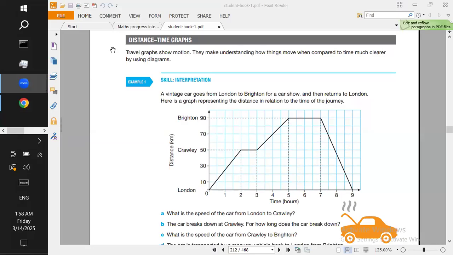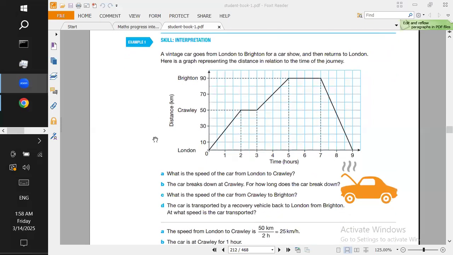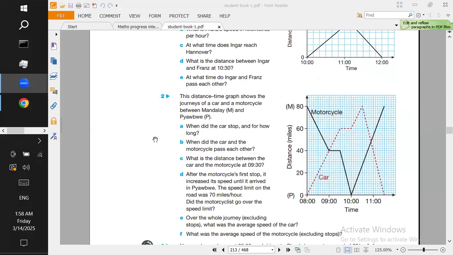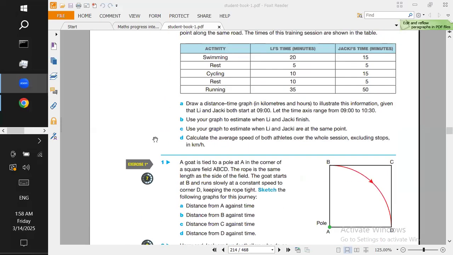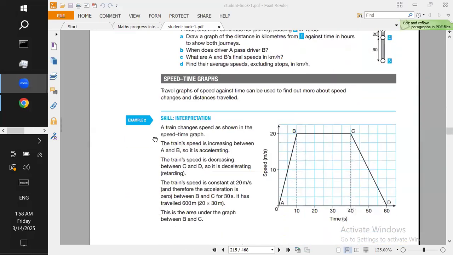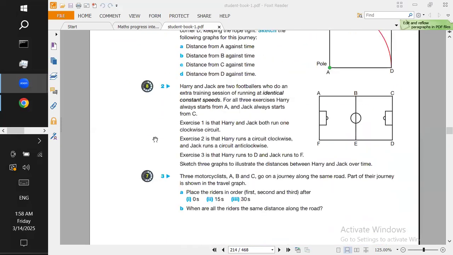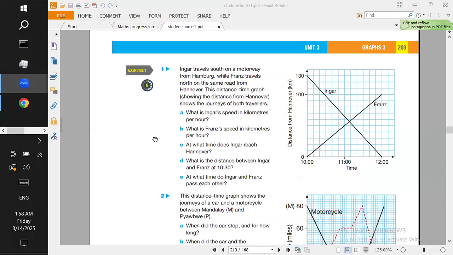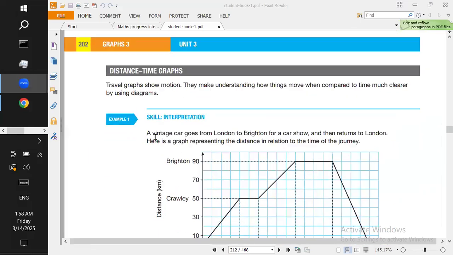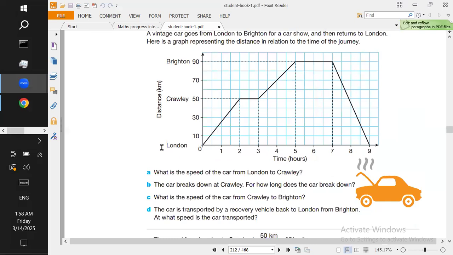In this video, we're going to talk about distance time graphs. Distance time graphs, as you can see here. Let's take one of the questions and answer it. When we have a distance time graph like this, or a speed time graph, we will work on the example on the top. All of them have the same ideas, okay? Let's work on this.